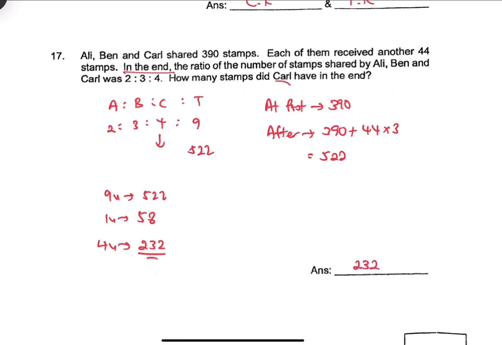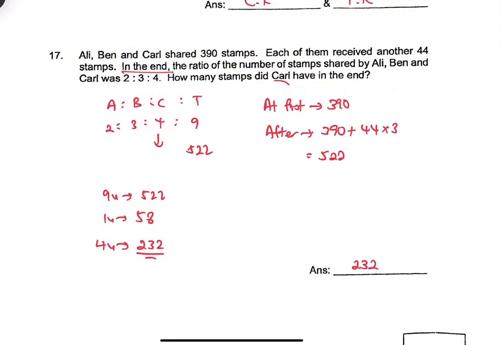So look out for this kind of question, because sometimes they might ask you for the number in the end. The other kind of question they can ask is how many stamps did Carl have at first? So you need to make sure to read the question properly and not just find a number and throw it. Make sure your answer makes sense to the question that they are asking for.